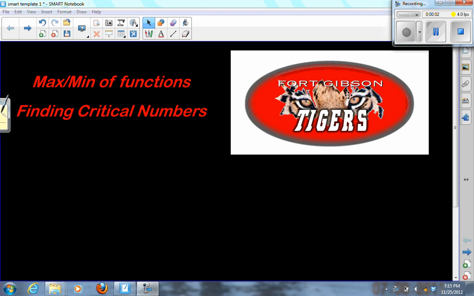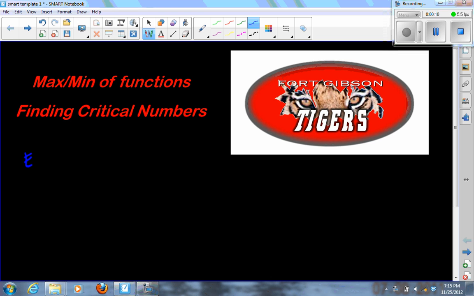So this lesson's about maximum and minimums of functions. Some people call those extrema. And that's kind of a strange word, but that word extrema just means a highest value or a lowest value. And of course, a max would be the highest value and a min would be the lowest value.